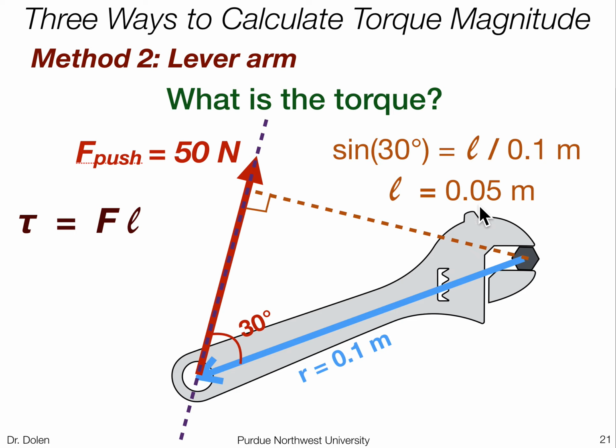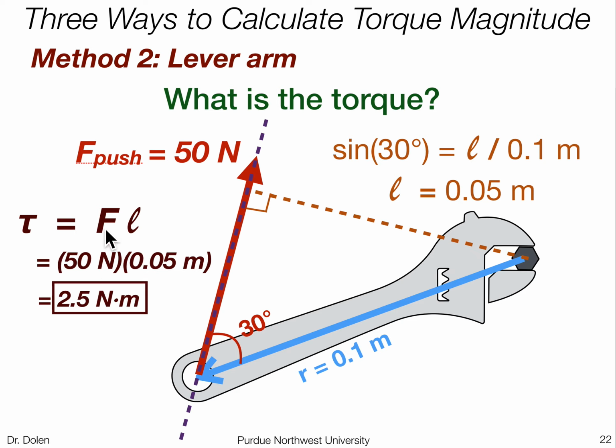And now to calculate the torque, I just have to plug it in. 50 newtons times my lever arm gives me 2.5 Newton meters. So you can see that we get the same answer as the previous problem. And now some more examples of drawing in lines of action and lever arms.